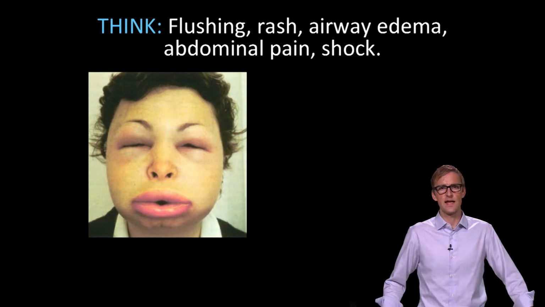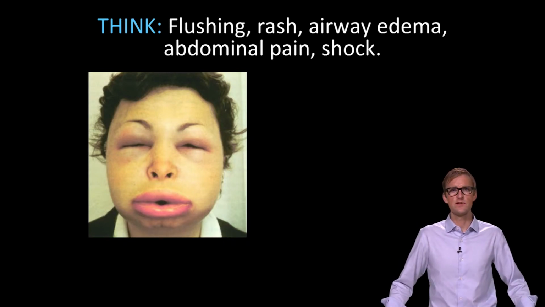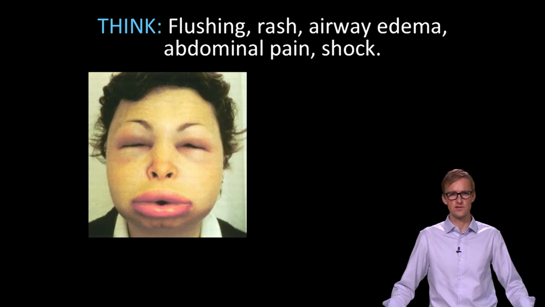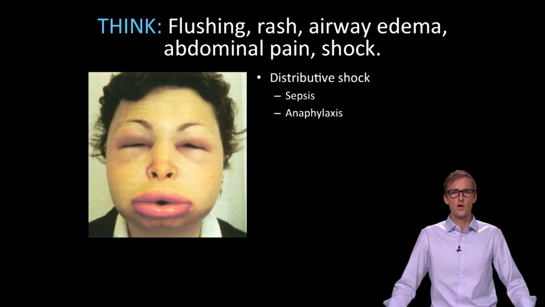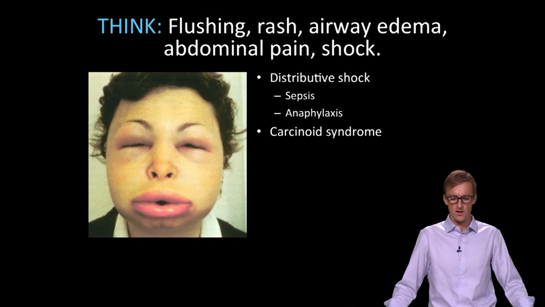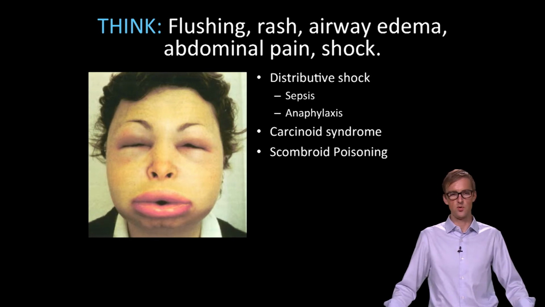So at the end of last case, we were finished by reevaluating and gathering a little bit more information. Now it's time to think and develop our differential diagnosis. So there's a number of items on the list to consider. So he may potentially have a type of distributive shock. This could potentially be sepsis or anaphylaxis. He may have carcinoid syndrome that can produce a number of these symptoms, as well as scombroid poisoning.